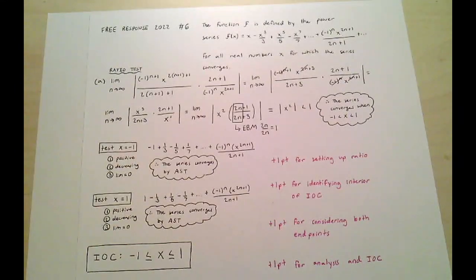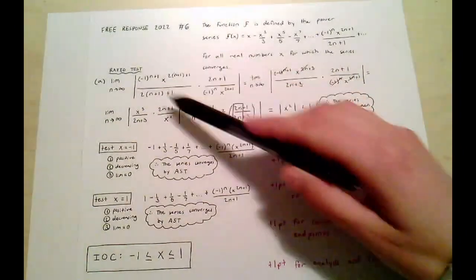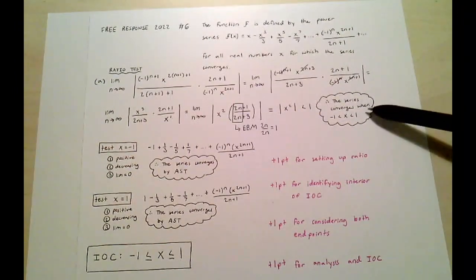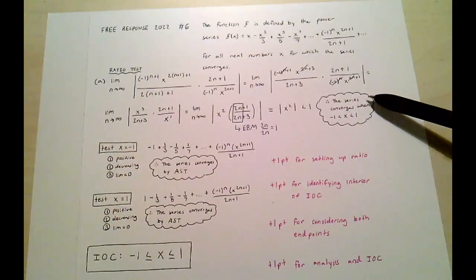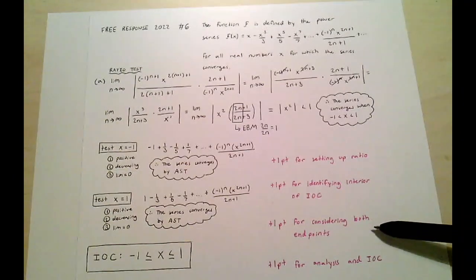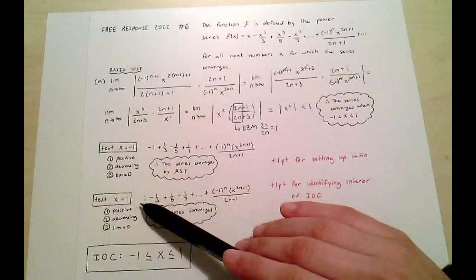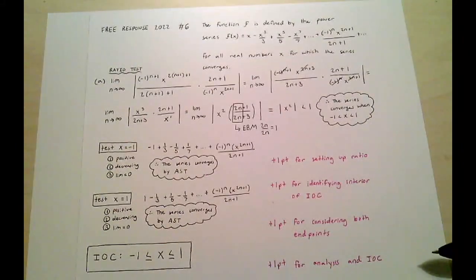Part A is worth 4 points, and in order to get the first point, you would have to set up the ratio right here, and you would get the second point for identifying the interior of the interval of convergence, which would be right here, and then you would get another point for considering both endpoints, which is x equals negative 1 and x equals positive 1. And then you would get the last point for analysis in determining the interval of convergence.